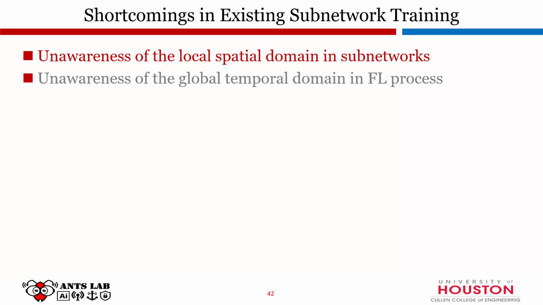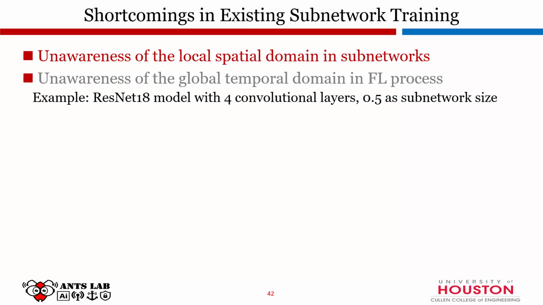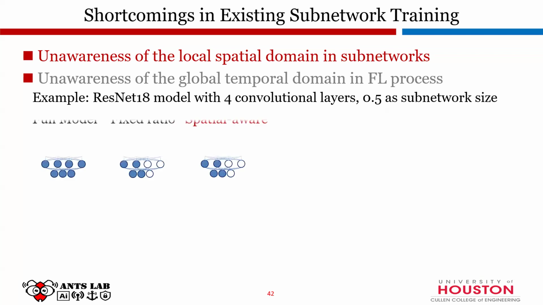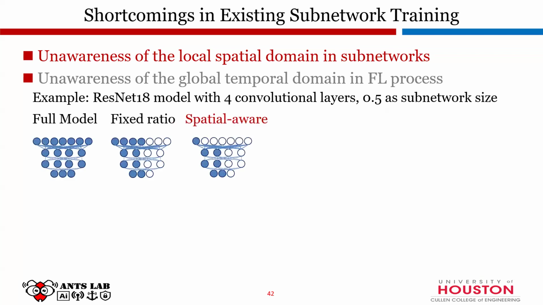So in that sense, I will skip over the introduction to the subnetwork, and we just jump to what are the things that we can still improve as a subnetwork extraction method. So let's take an example of the local spatial domain. Let's say we have the example of a ResNet-18 model with 4 convolution layers, 0.5 as the subnetwork size. So let's take a look at the full model. Basically it means that it is not a subnetwork.